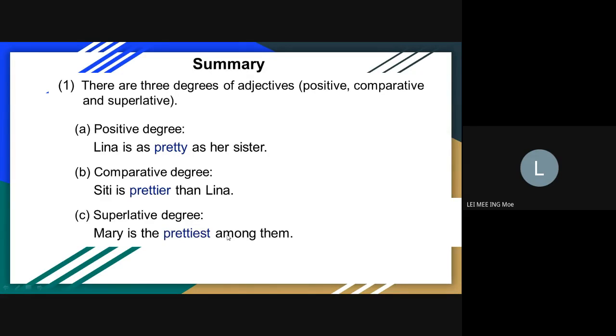The third degree, superlative degree. Normally, we can see "the" in our sentence. So Mary is the prettiest among them. "As... as" for positive degree, then "than" for comparative degree, and "the" for superlative degree.